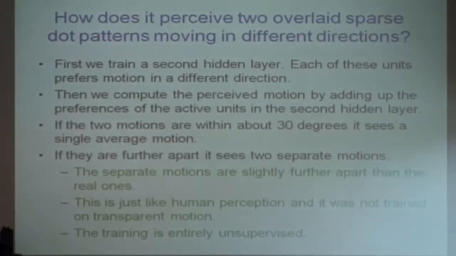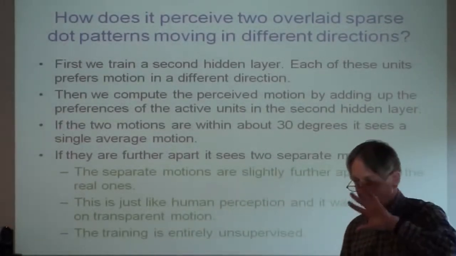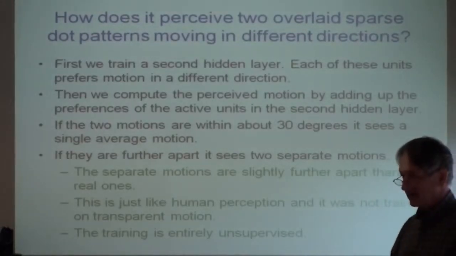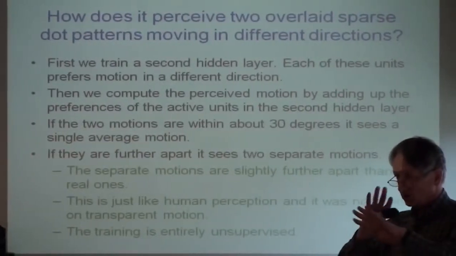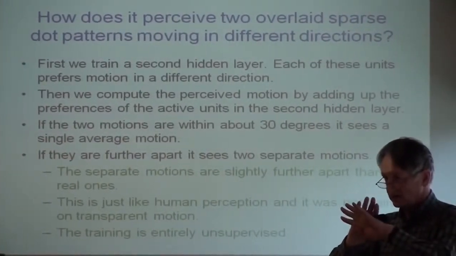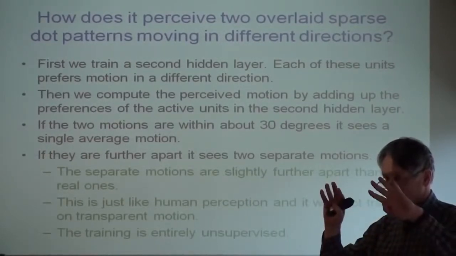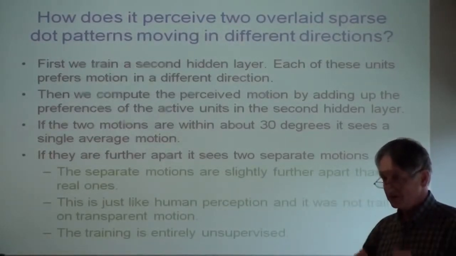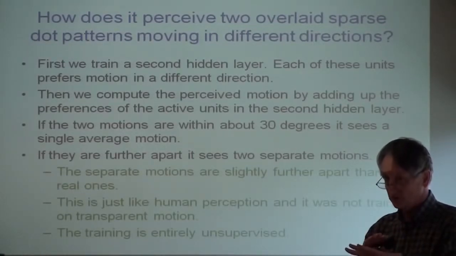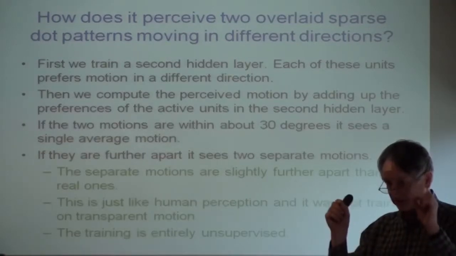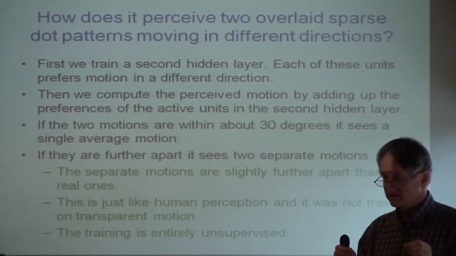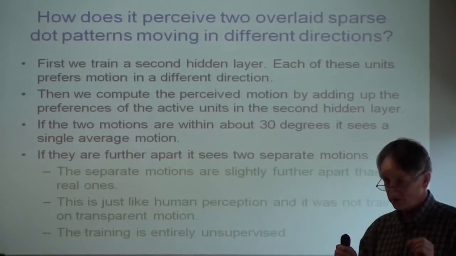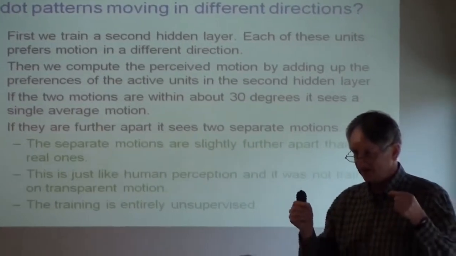One other thing you could do is train it just on single dot patterns that are translating in a coherent way, and then test it on 2 overlaid dot patterns that are translating in different directions. It's never seen that before. It's only been trained on coherent motion, but we're going to test it on what's called transparent motion. In order to see what it thinks, remember we're training it unsupervised, there's no labels anywhere. We never tell it what the motions are. We need some way of seeing what it's thinking.